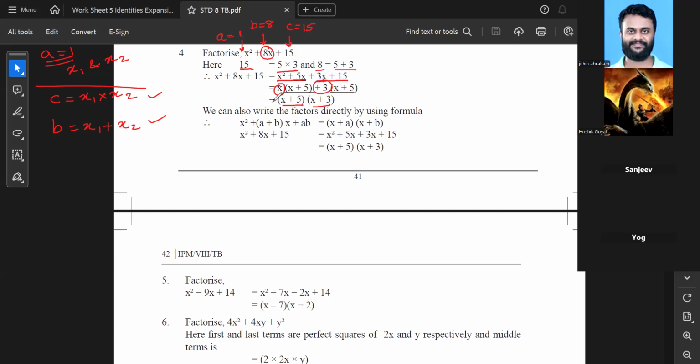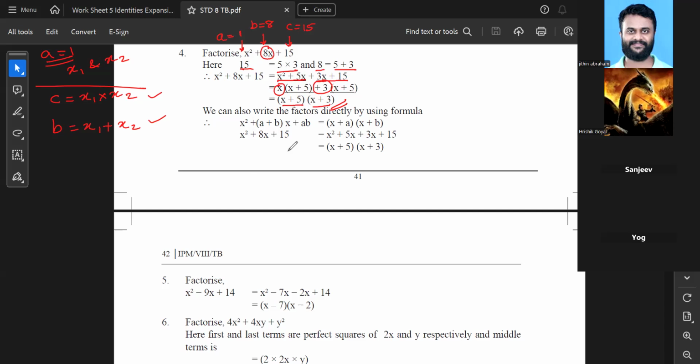So these are the two factors of this particular equation. Hence, you can say that yes, you have factorized x square plus 8x plus 15 into x plus 5 multiplied by x plus 3. This is one formula. I'm just waiting for a moment so that everyone is clear about it. Okay, so I assume there is no doubt.